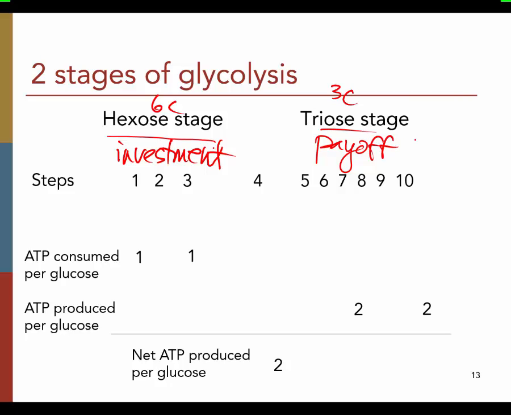because the ATP that we put in the hexose stage is now going to come back to us with interest in the payoff stage. We're going to get, in the end, more ATP than we put in, but we put it in at the beginning and we get more out at the end. So it's going to cost us ATP at the beginning. It's going to pay off ATP at the end.